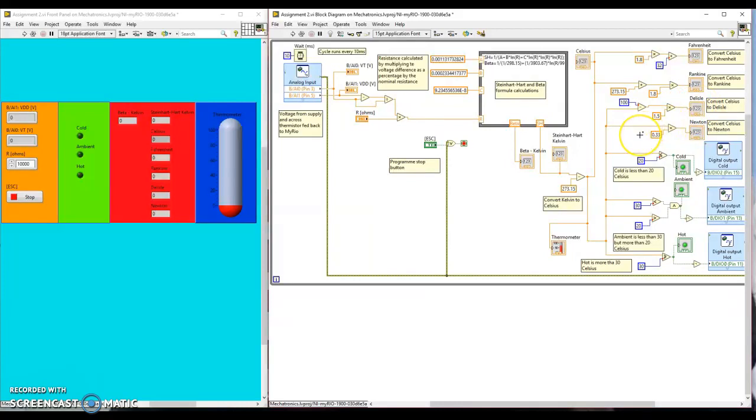And finally, by multiplying Celsius by 0.33, temperature is given in Newton, and these are all collected and displayed on the front panel.